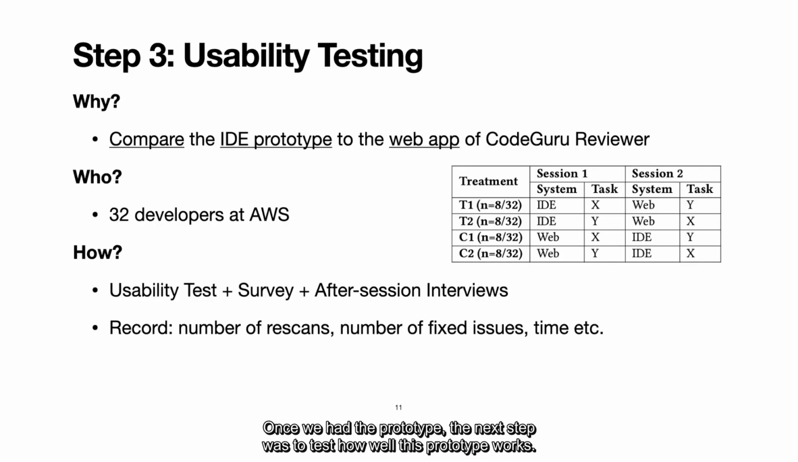Once we had the prototype, the next step was to test how well this prototype works. We conducted a usability test with 32 developers at AWS. We wanted to test whether our IDE solution was an improvement over the existing web solution. The developers were asked to test both the IDE prototype and the web app in 2 different sessions. In each session, we asked them to fix issues found by CodeGuru Reviewer in a prepared project with either the IDE prototype or the web app.